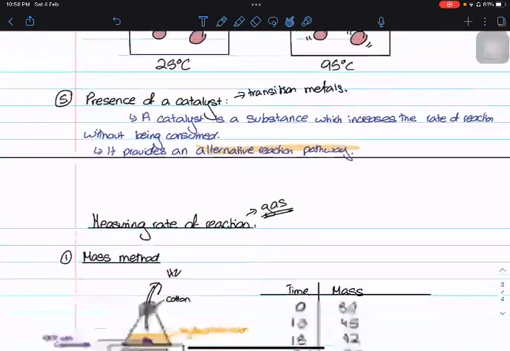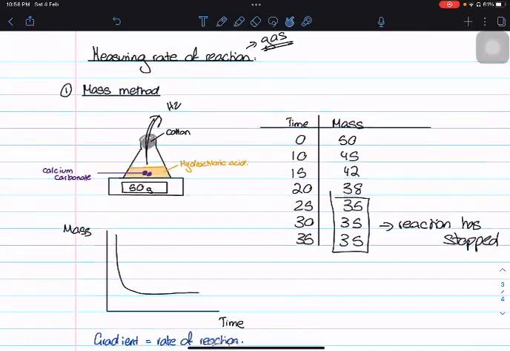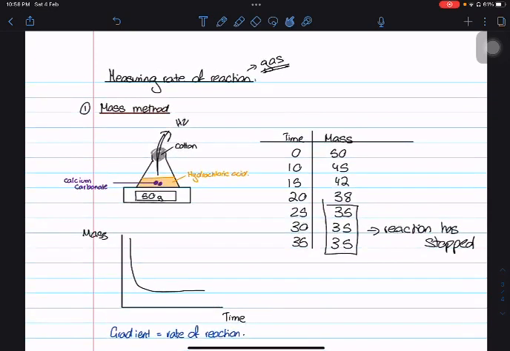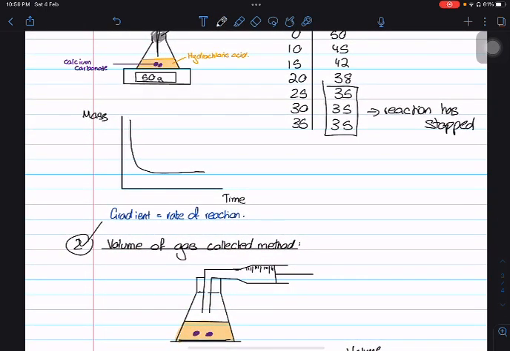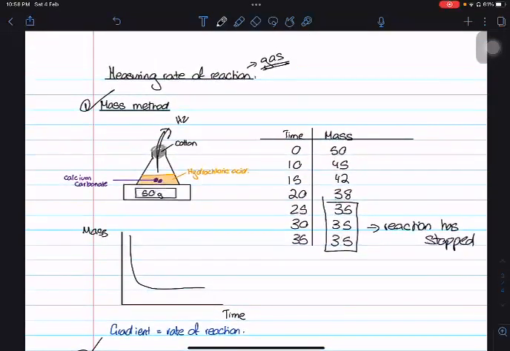Next, we will talk about how you measure the rate of reaction. It's important to keep in mind that these two methods can only be used if there is a gas being formed as a product. We will be talking about the mass method as well as the volume of gas collected method.